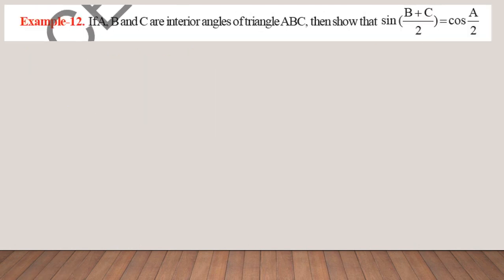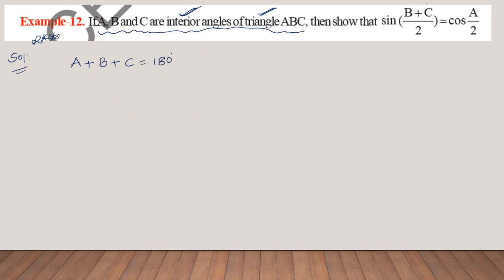Next, moving on to example number 12. See this particular question, it is very important for your 2 marks questions as well as 4 marks questions, right? What he has given is: A, B, C are the interior angles of a triangle ABC. Whenever you are given this condition, indirectly you need to understand that in a triangle the sum of angles is equal to 180 degrees. So indirectly he is saying that angle A plus angle B plus angle C is equal to 180 degrees.